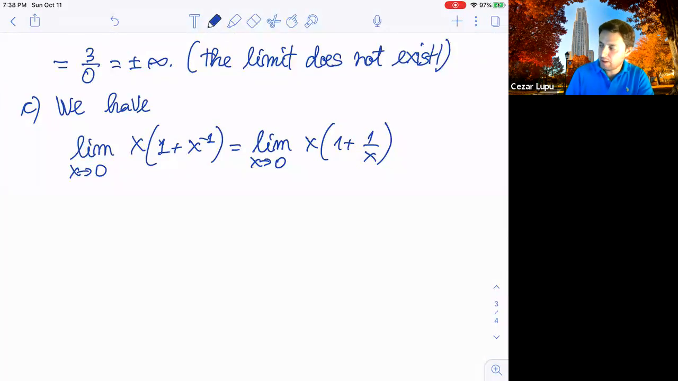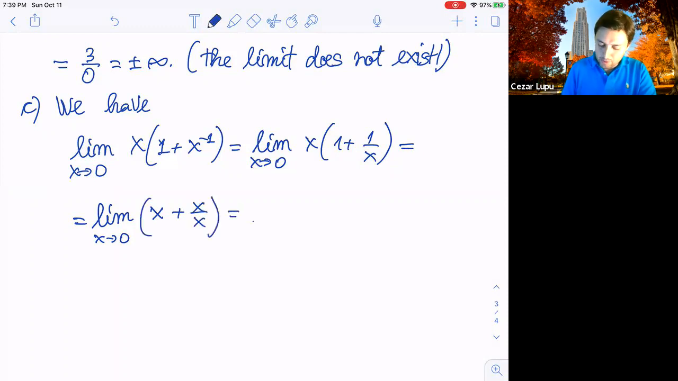And maybe we can work things out. So this will be nothing else than just the lim as x approaches 0 of, if we do the operations here, x plus 1 plus x over x. Let me put it this way. But which is nothing else than just the lim as x approaches 0 of x plus 1. And now we can plug it in. We can use the direct substitution, and this will give us nothing else than just 1 plus 0, which is 1.